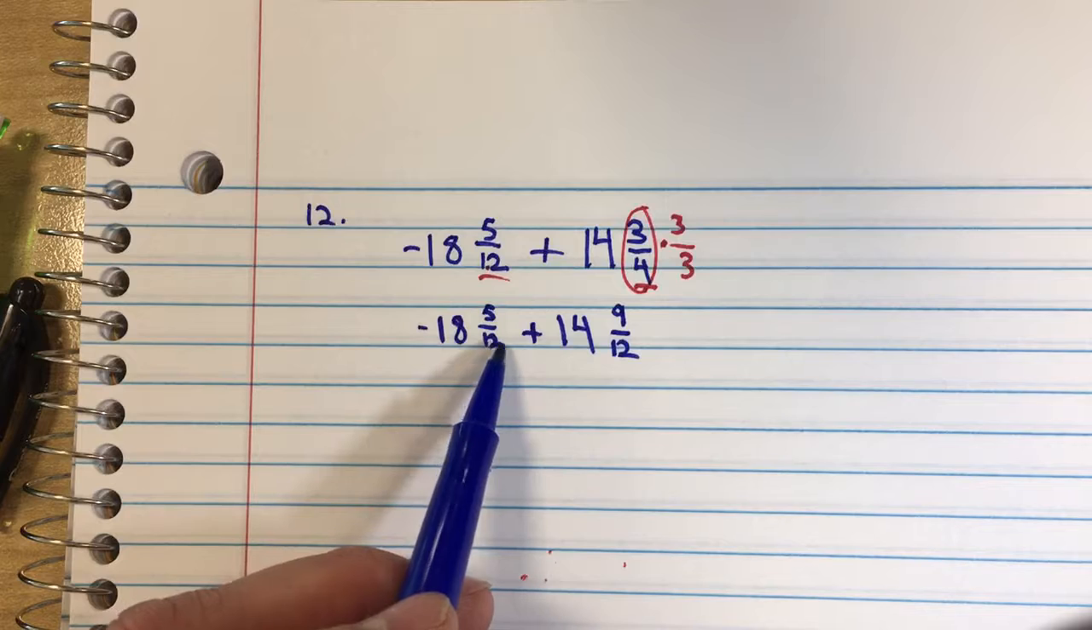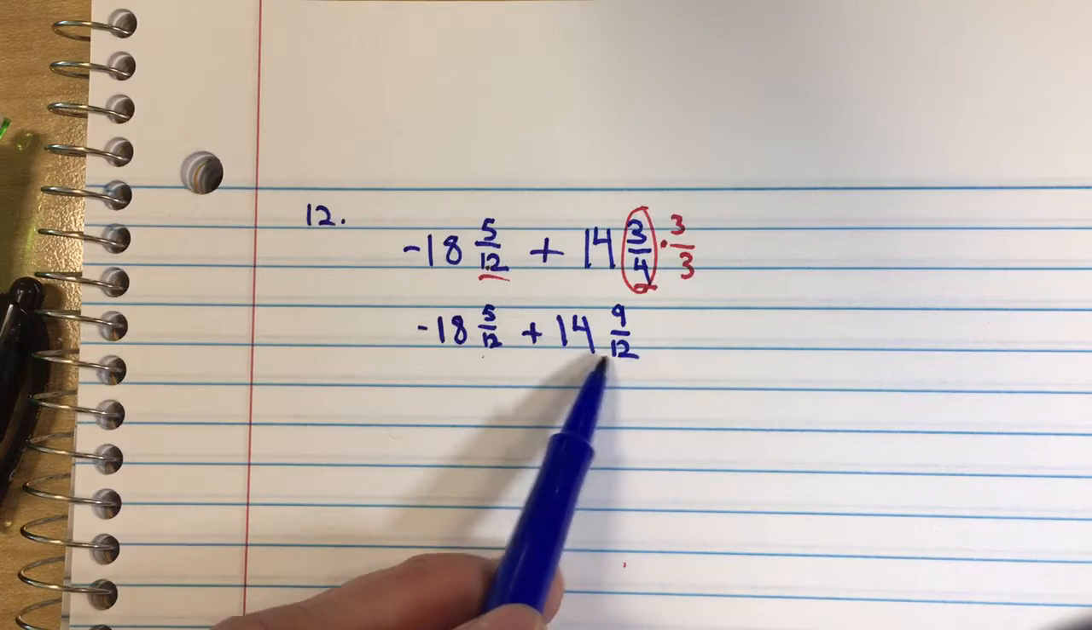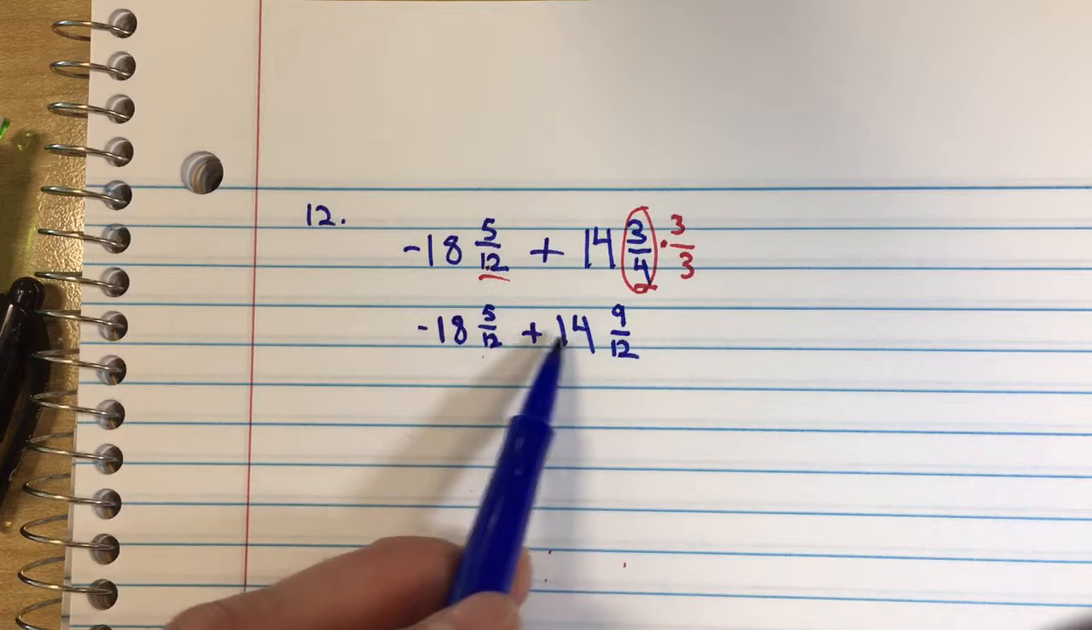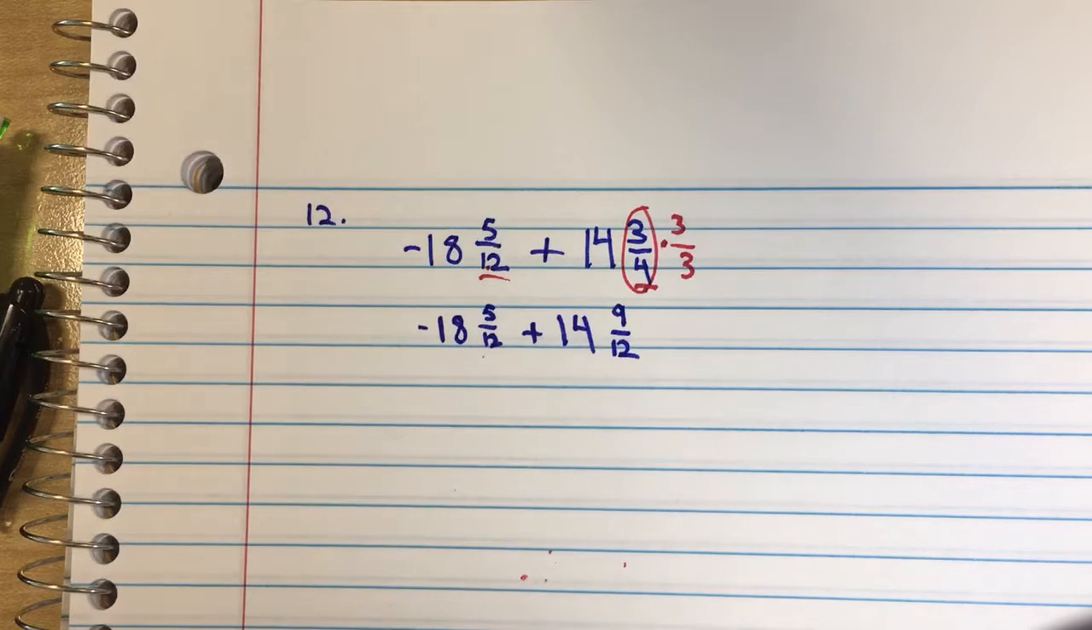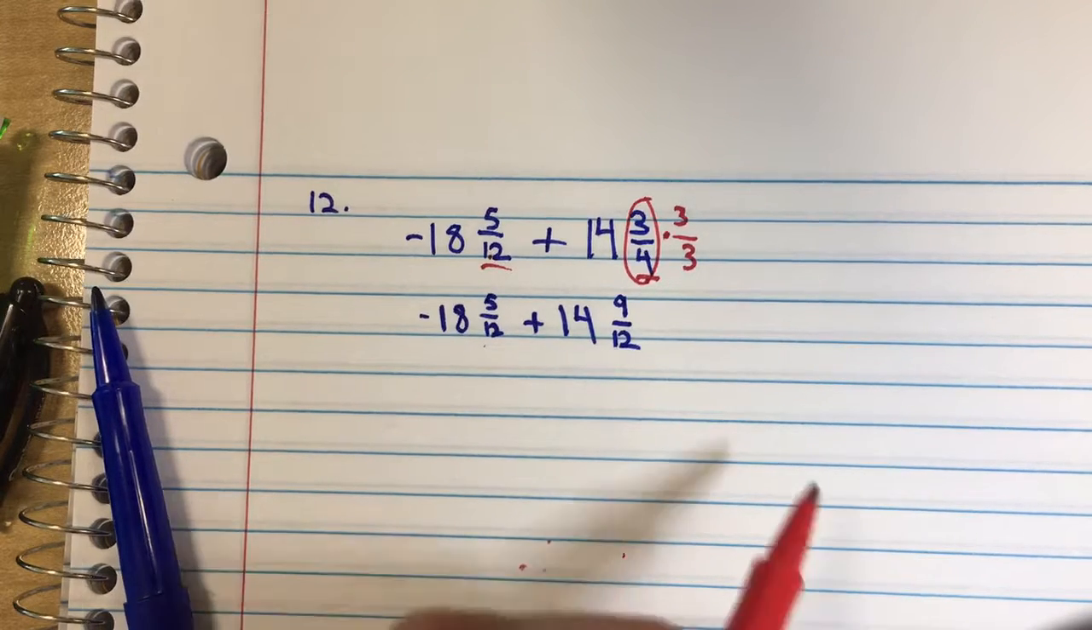So then let's go ahead and look at this one. Well, negative 18 and 5/12 plus 14 and 9/12. Oh man, that's going to be pretty tricky to try and do this mentally. Or I'm going to have to think about borrowing from the whole, and Mr. Trimble will not teach you to do that.